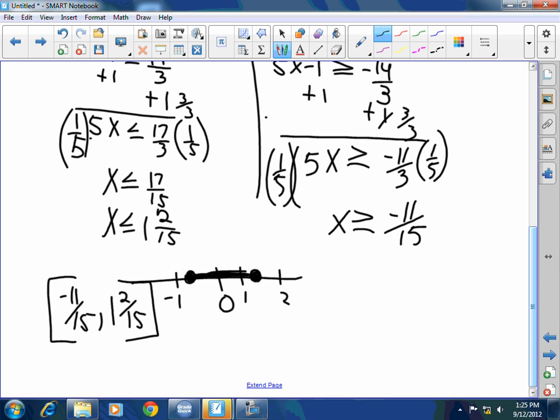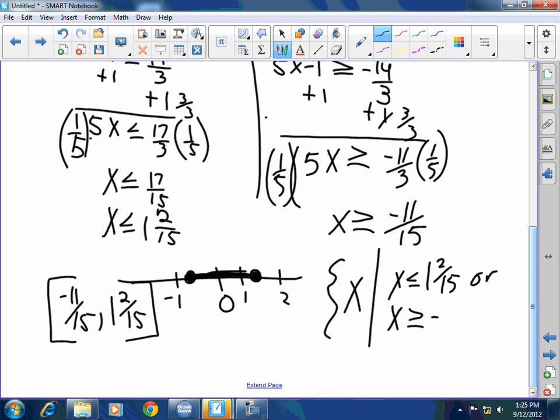The other way, for set builder? Well, for set builder, you'd go x is defined as x is less than or equal to 1 2/15, and x is greater than or equal to -11/15, and you close it off. Yes, sir. For inequalities, you do not have to check for extraneous solutions.